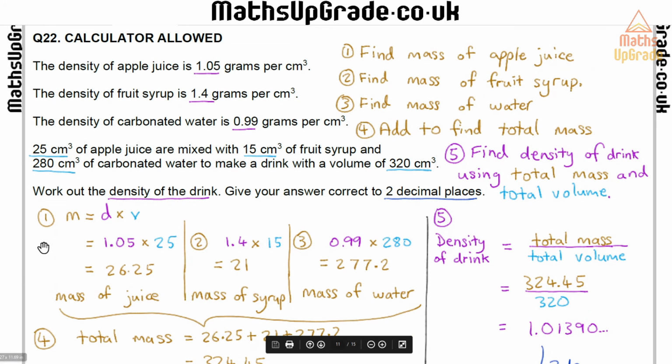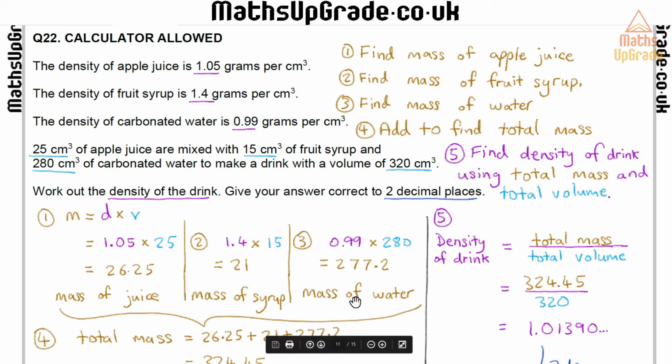Well, the mass of the apple juice is given by density times volume. The density is 1.05. The volume is 25. Multiply them together and I get 26.25. That's the mass of the juice. In a similar way, I'm going to find the mass of the syrup, 1.4 times 15, and the mass of the water, 0.99 times 280.